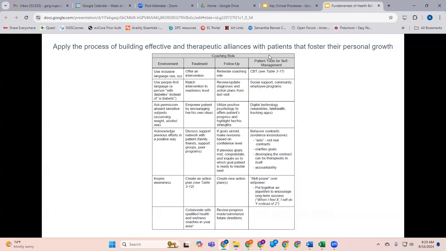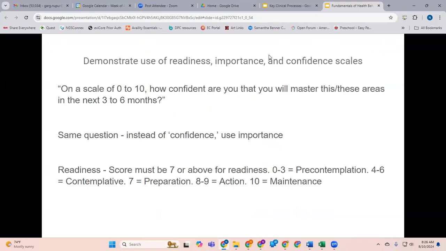Excuse me, can I ask a question? Sure. When you were saying, instead of confidence, use importance, what was the actual question you were saying? The two questions that you'll get tested on are this aspect of it. Is it the 3 to 6 months? Yes, how confident. Okay, I got it. Sorry. Yeah, the timing of the questions that you'll ask.